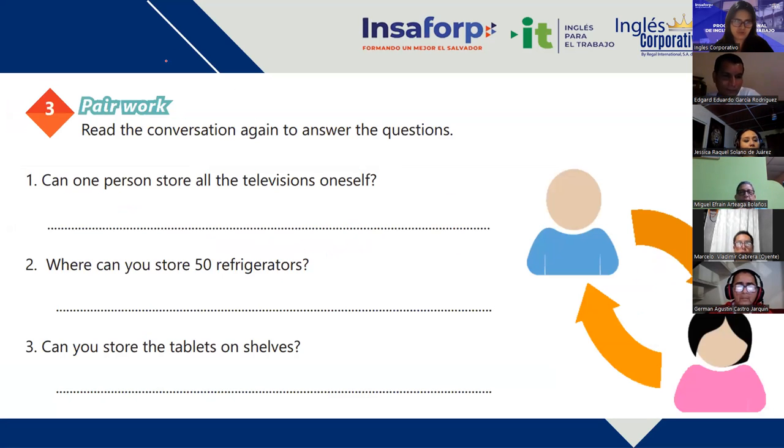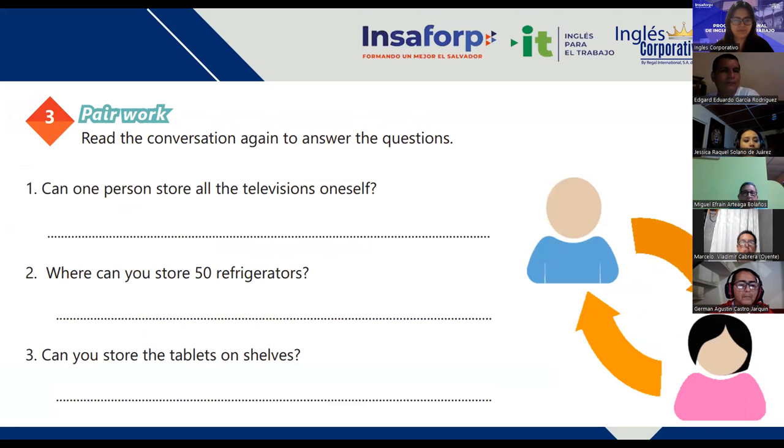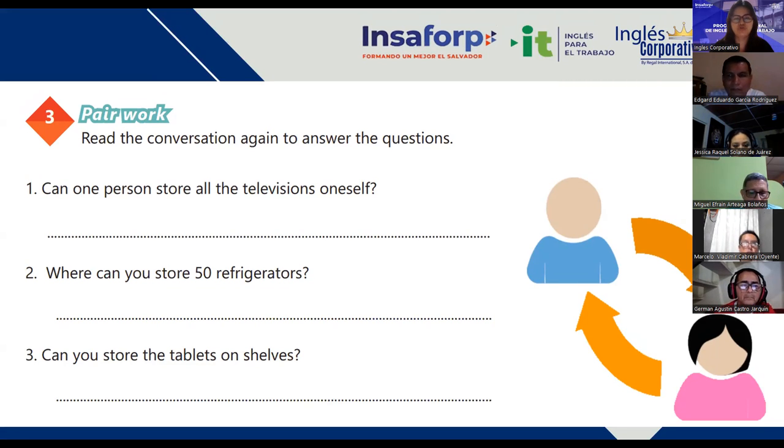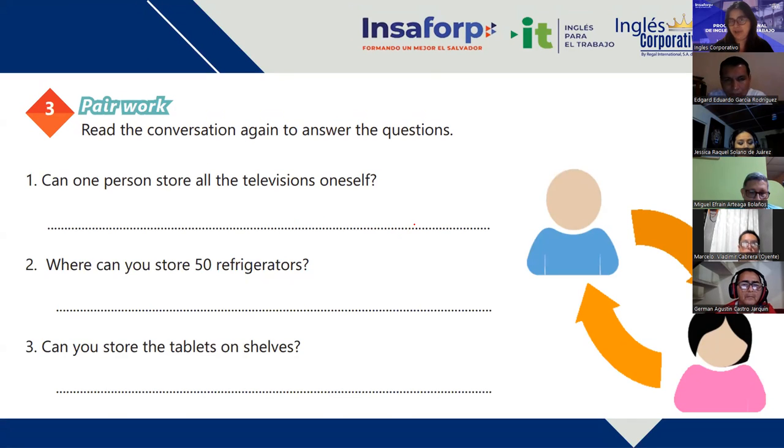You have a conversation that you're going to read and then answer this question. Go to your manual. Well, it says conversation, but what you're going to see is the description, right? Look at the pictures. Can one person store all the televisions oneself alone?